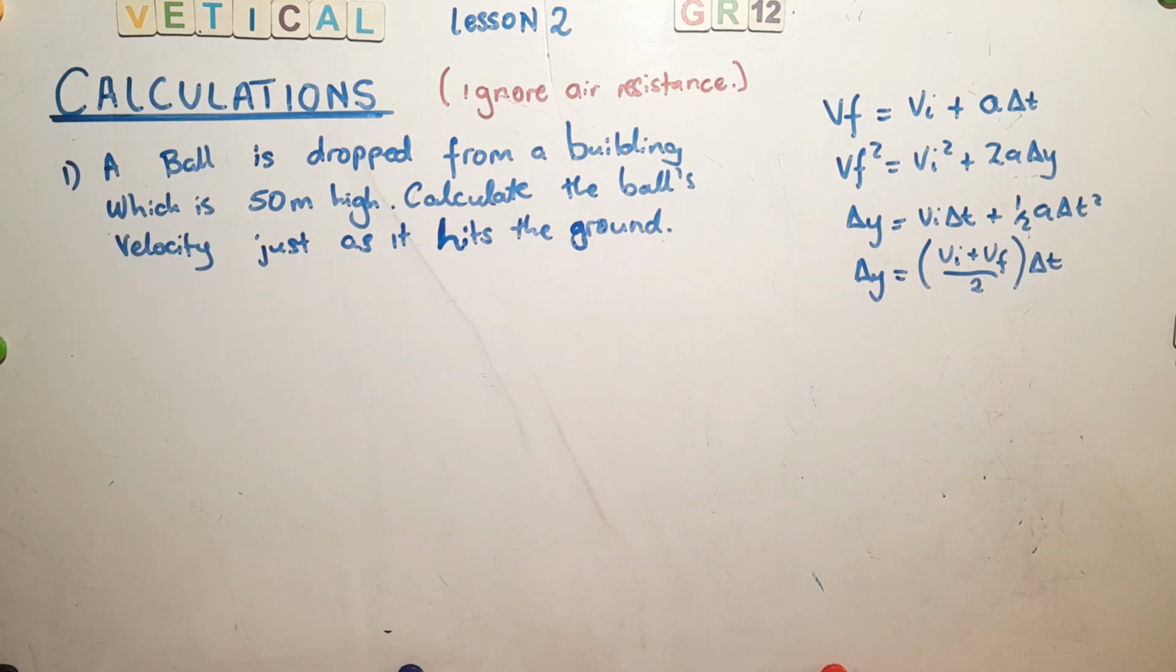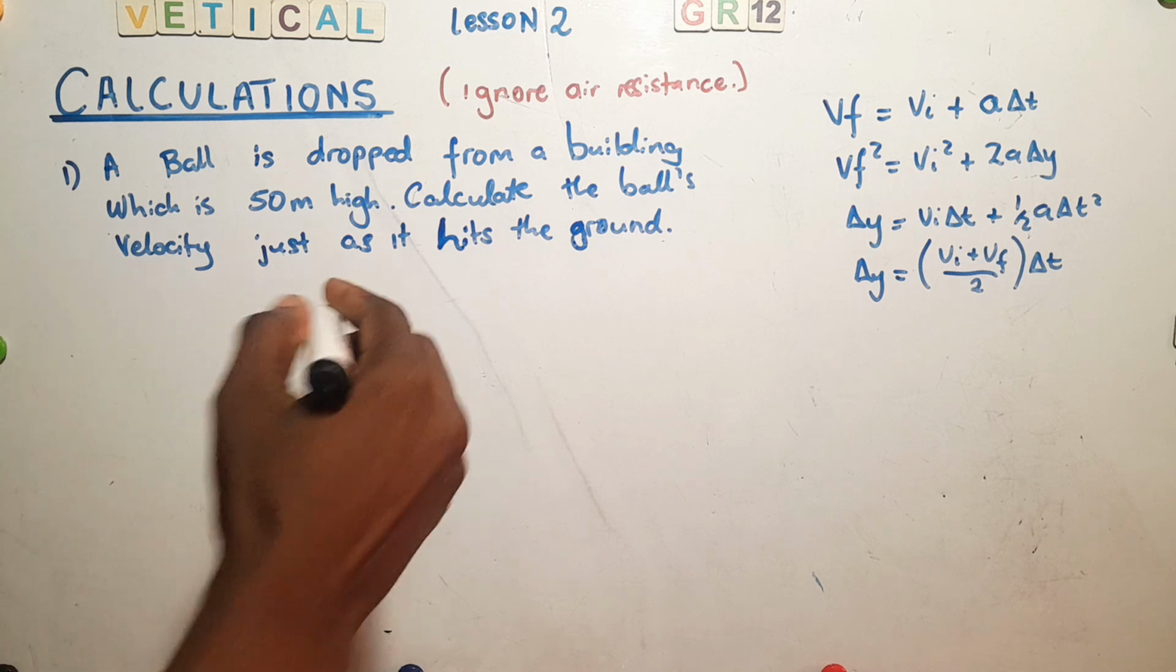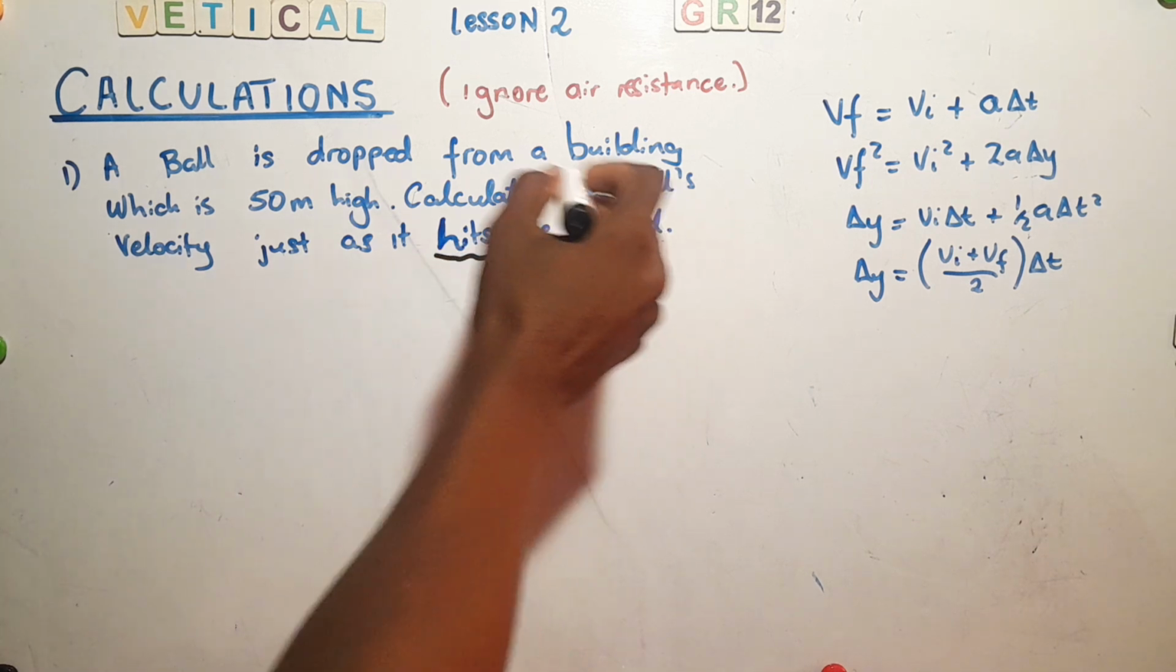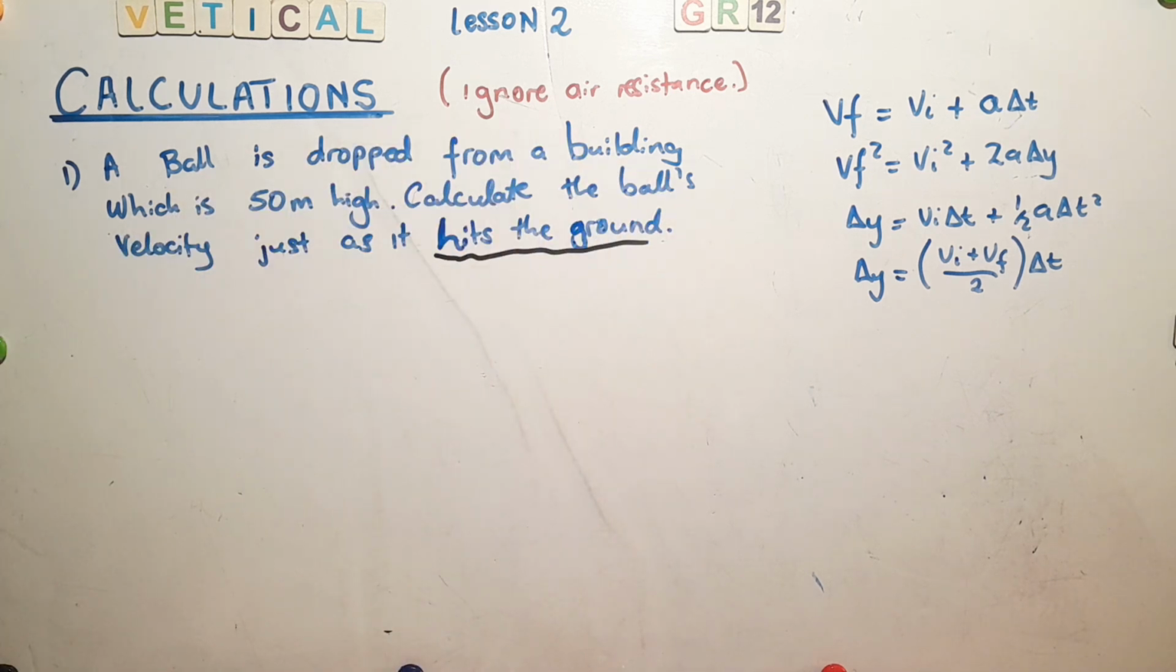So we have a question here that says a ball is dropped from a building which is 50 meters high. Calculate the ball's velocity just as it hits the ground. So what's going to happen now? I'm going to answer 4 questions that are simple like that.